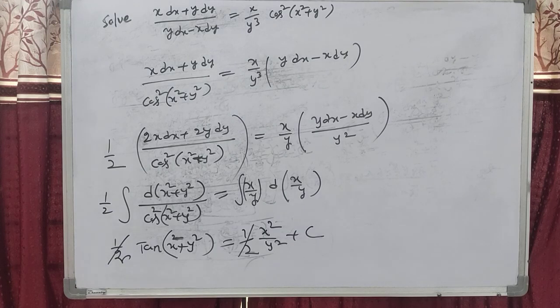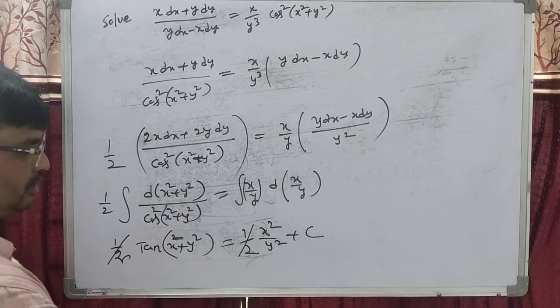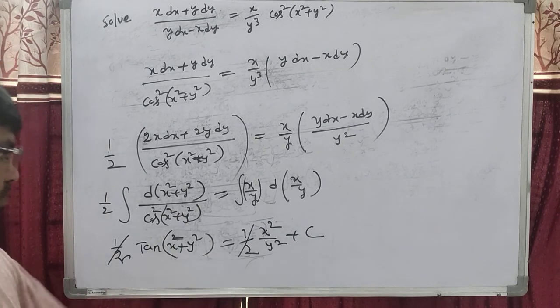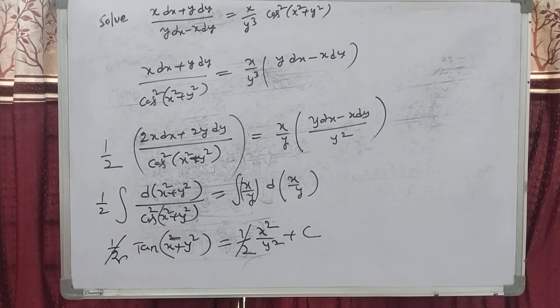My dear students, what did we get? The tan of x square plus y square equals, this is the answer students, and sending the 2 across, 2c is nothing but c. The answer is tan of x square plus y square equals x square by y square plus c. Okay students, tan of x square plus y square equals x square by y square plus c.